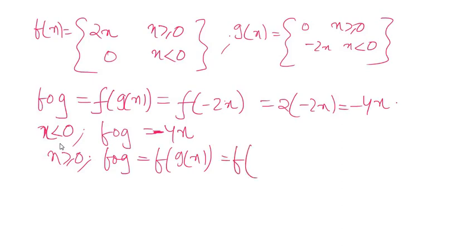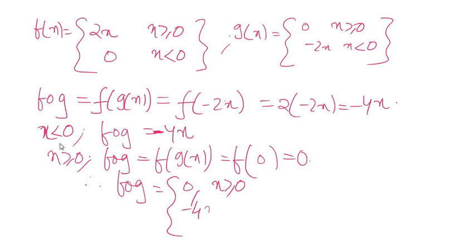We can write it as f of the value of g of x, which is 0, so f of 0. Now, what is the value of f of 0? The value of f of 0 will be 0. Therefore, f of g is equal to 0 for x greater than or equal to 0, and it is minus 4x for x less than 0.